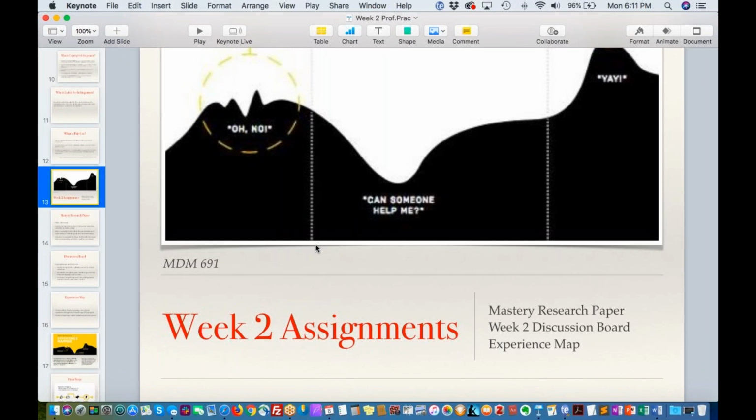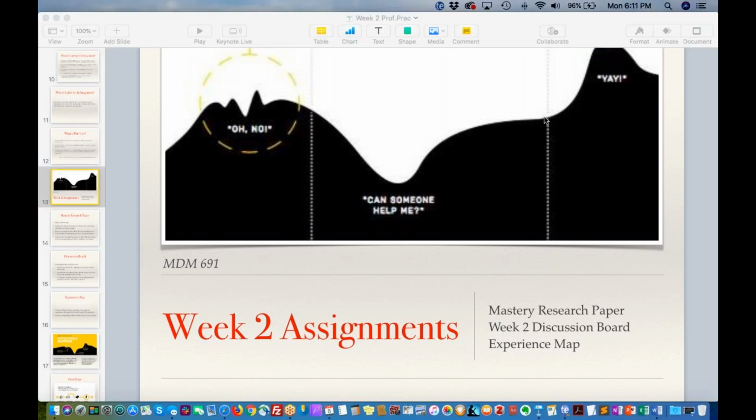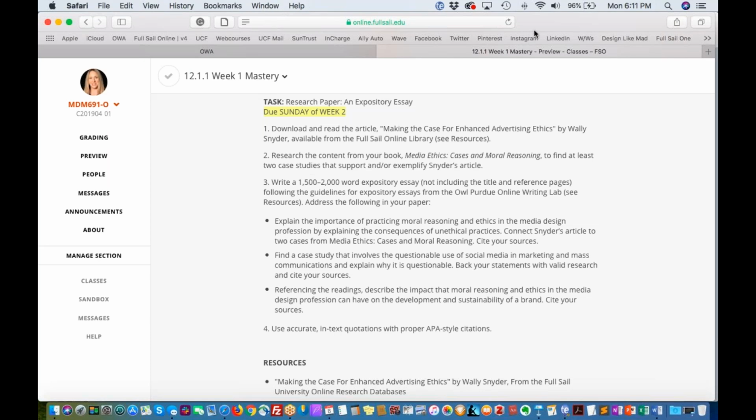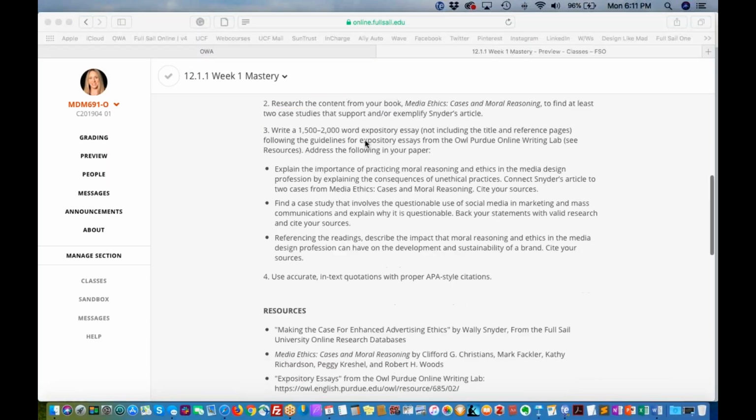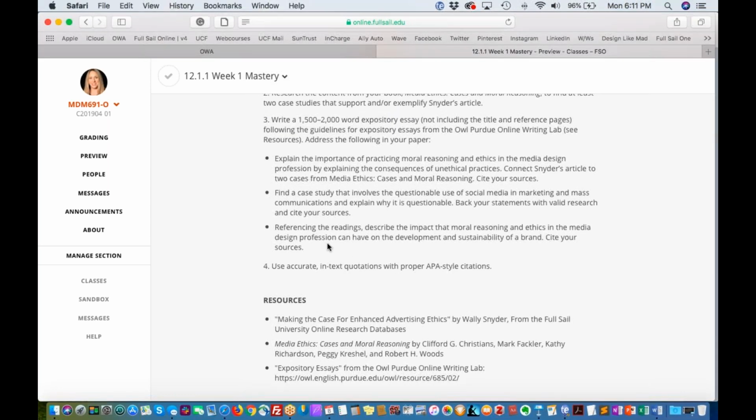Okay, with this week, the research paper, we started talking about it last week, and it's based on some research that you do in the textbook, and you have to use the Wally Snyder article that is attached to the assignment. So I'm going to pull that up. Can everybody see that? Yes. Okay. So you're just covering these bullet points here in the middle of the screen. You want to make sure that you're reading with intention, and hopefully most of you started the reading at least last week, because you're writing 1,500 to 2,000 words. You're using this article down here called Making the Case for Enhanced Advertising Ethics by Wally Snyder.